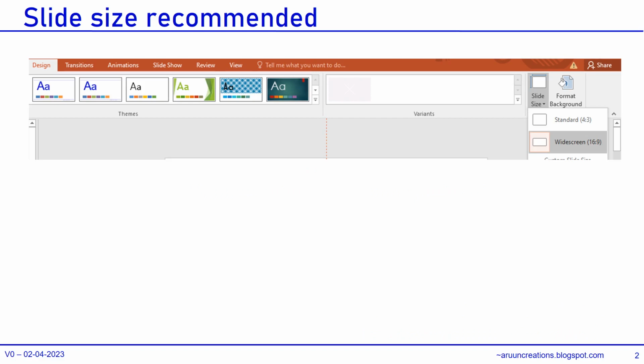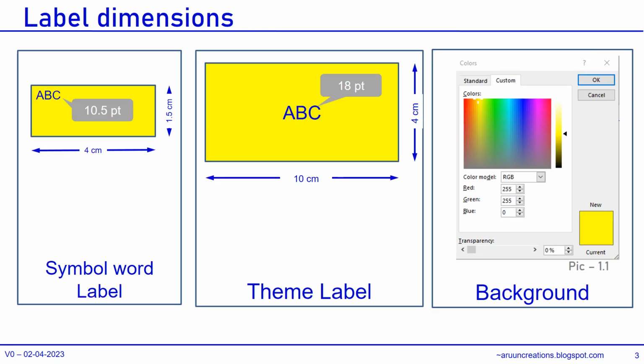First things first, I have used Microsoft PowerPoint version 16 and I set a widescreen size for this, so you can refer to the design tab and select widescreen if you want to follow the same. Next I have set the dimensions of the labels. So we have a symbol label. I have used 4 centimeter by 1.5 centimeter with 10.5 point font. Similarly, the theme label is 10 centimeter by 4 centimeter with 18 points. And the background I chose is a normal yellow.